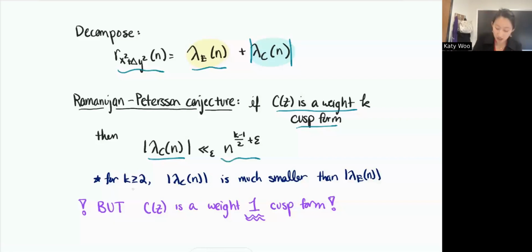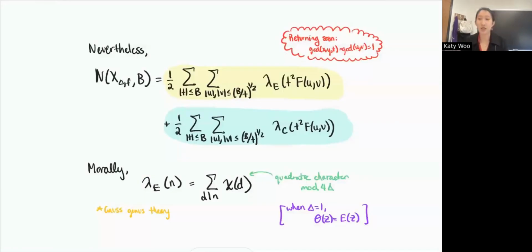And if k is at least 2, this does mean that the cusp form coefficients are much smaller in magnitude than the Eisenstein coefficients. But our cusp form is a weight 1 cusp form. And so that means that the size of the Eisenstein coefficients and the size of the cusp form coefficients are actually of the same order of magnitude. And so we need to do something a little bit more subtle. Nevertheless, that's still the decomposition we're going to look at.